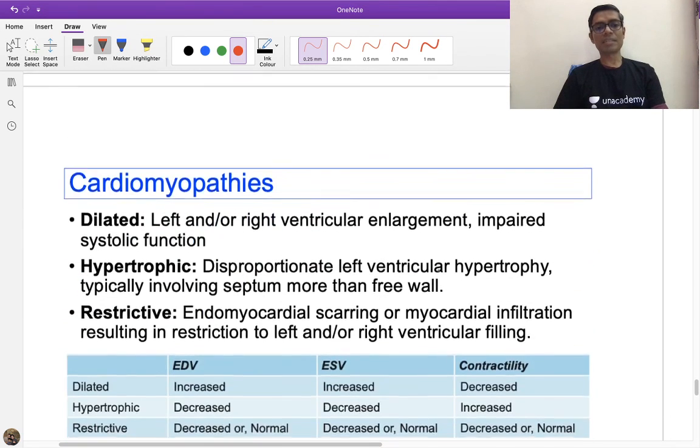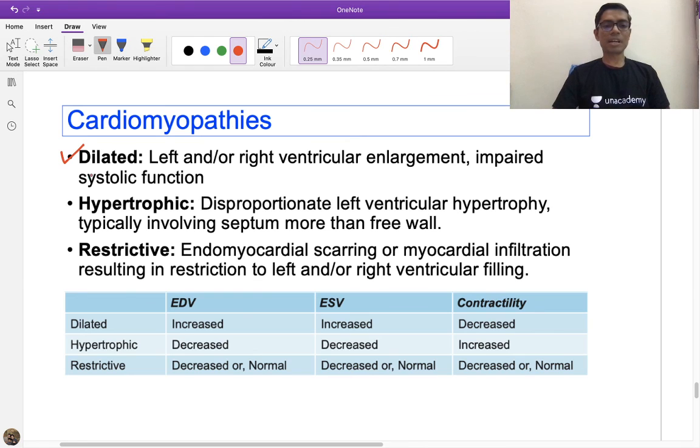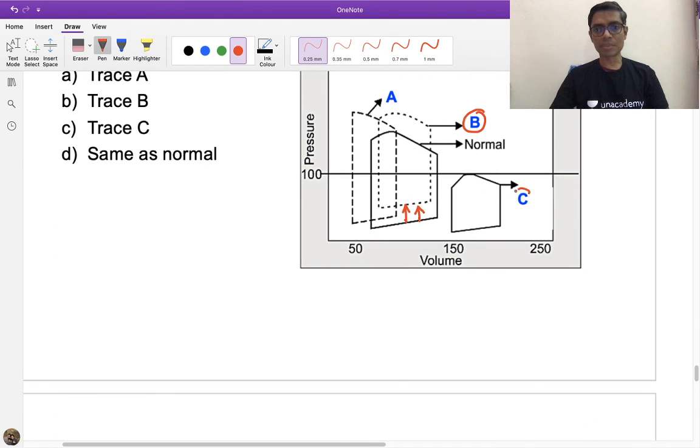Now just remember like this. There are three different types of cardiomyopathy. Dilated cardiomyopathy, all of you know that there is ventricular enlargement with impaired systolic function. So dilated cardiomyopathy means I have to remember this: EDV increases and contractility decreases. This is the typical curve C, where EDV is very high, and because the ventricle is in a failure state, it has completely shifted from the normal curve. So this C is dilated cardiomyopathy.